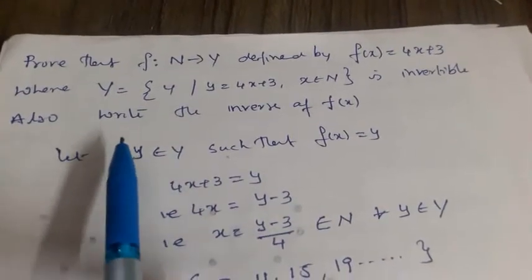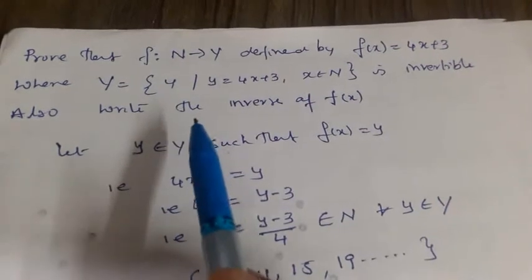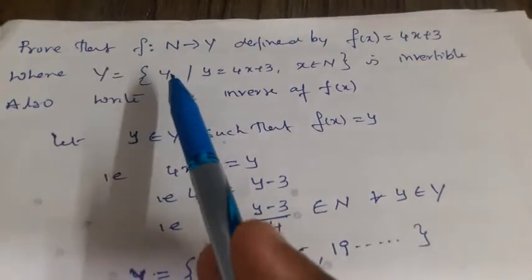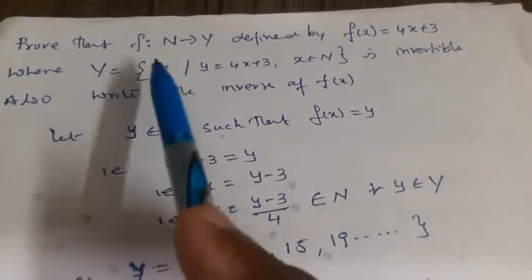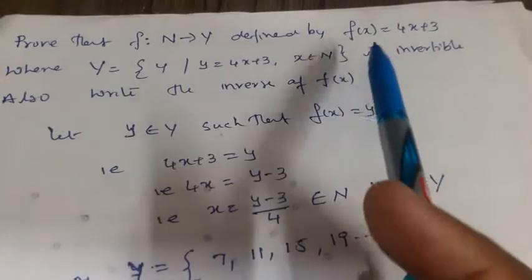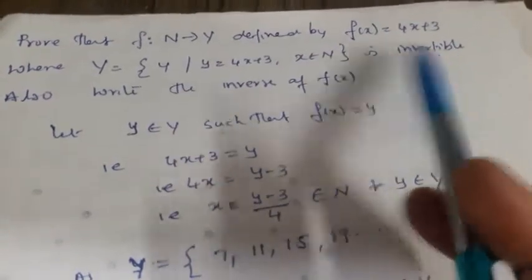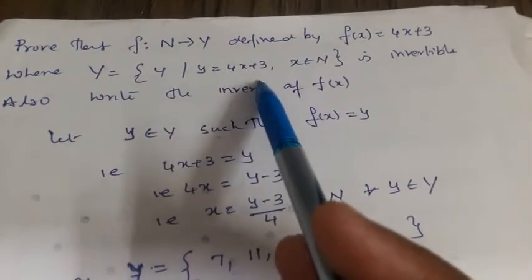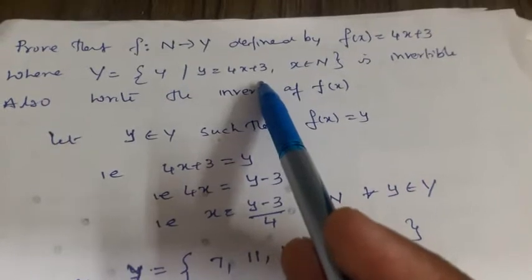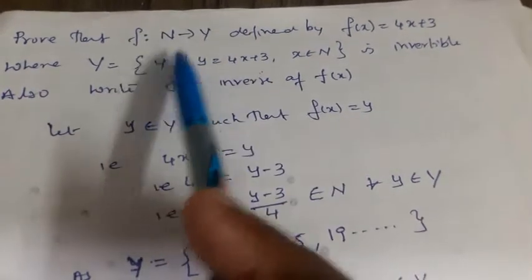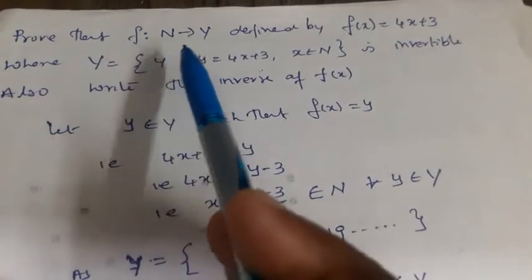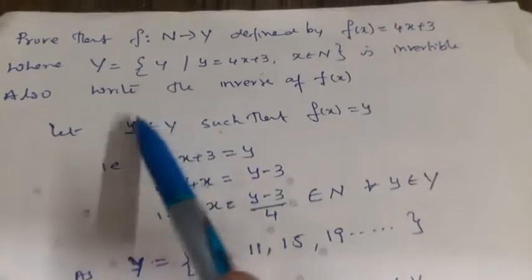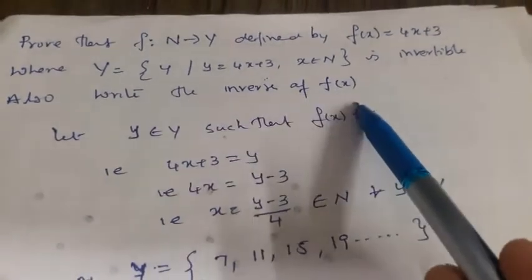Now I will solve one question which will be asked for 5 marks by using the concept of composite function. Prove that f from N to Y defined by f of x equal to 4x plus 3, where Y is the range of this function f, is invertible. Also write the inverse of f of x.